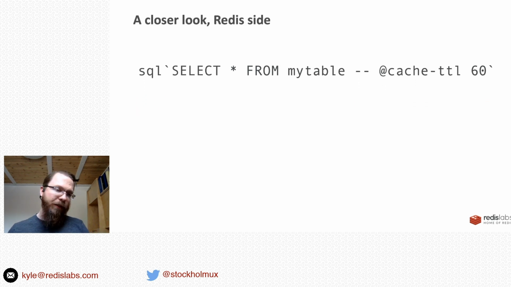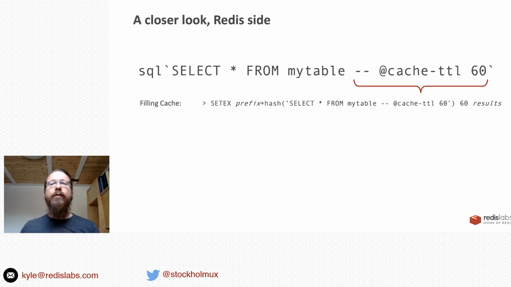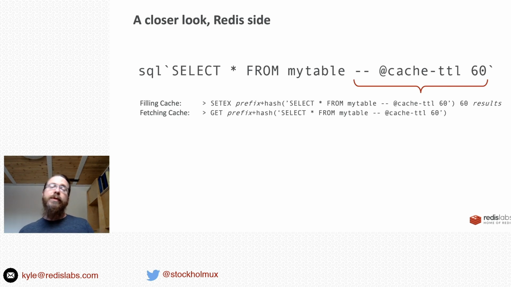So from the Redis side, what are we doing? Basically, we're interpreting that value at the client library level, and then we're performing a Redis operation from the client. We're going to use the command SETEX, which is set with expiry. We have a prefix, and we've hashed the query just as we were doing in the imperative version, and then we're setting 60 seconds. We're setting the results. So that's when we fill the cache. When we want to fetch from the cache, we basically run a GET command, which is very similar to the set command without all the arguments.